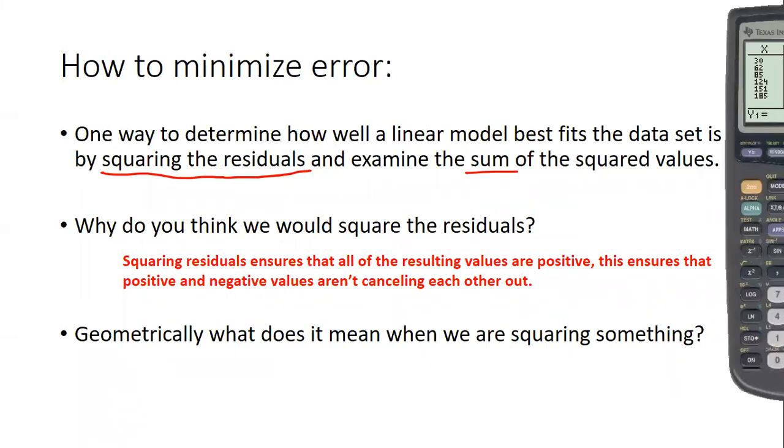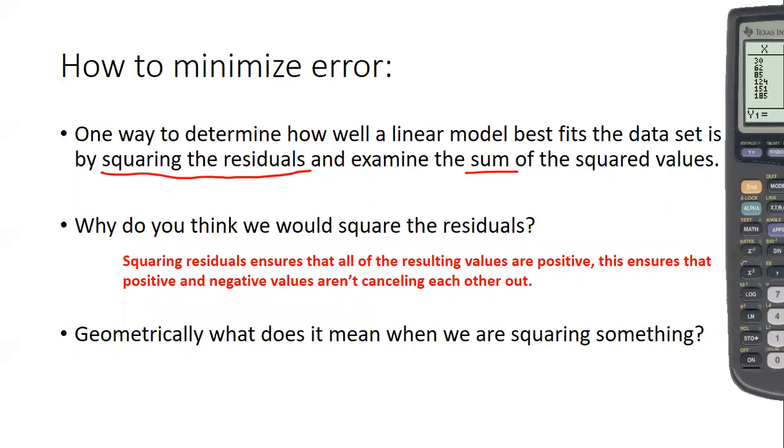Squaring residuals ensures that all resulting values are positive. So basically, we're squaring to get rid of a negative. Does that make sense? That's because a negative times a negative makes a positive. This ensures that our values aren't going to cancel each other out. Because if I have positive 2.5 and I add it to negative 2.5, what happens there? It makes 0, right? So if they keep canceling each other out, am I going to have a good quality sum to add up to? No, I will not. So that is why we are squaring the residuals.